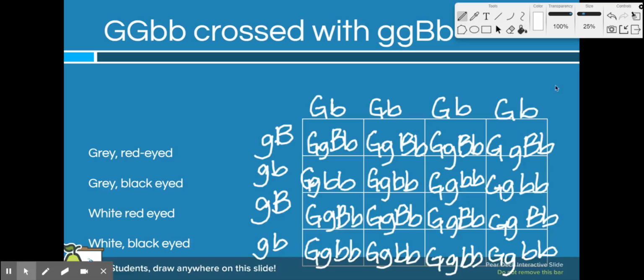Okay, so here I've gone ahead and solved the second problem, and I'm going to help you read it. There's two ways you can do this. You can either read the Punnett square or decide what you're looking for and then read the Punnett square. I'm going to decide what I'm looking for here.